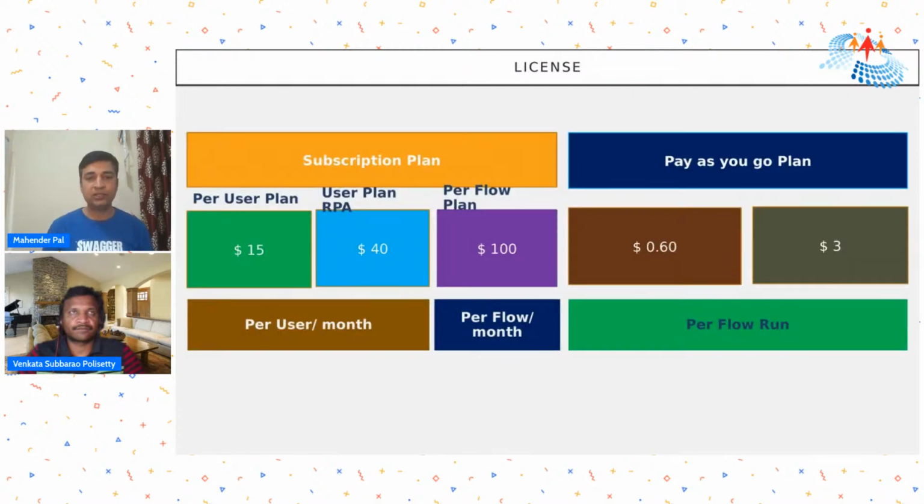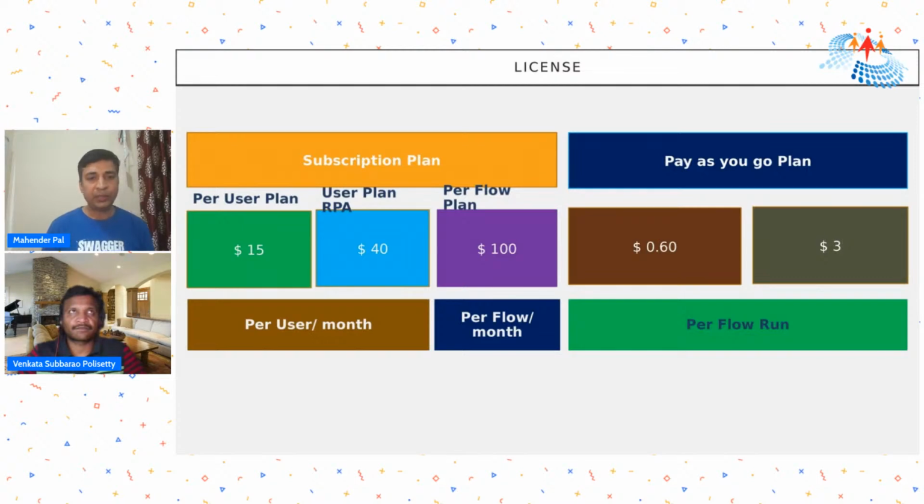And the last thing that I want to explain here may be a little bit difficult at the start, but I will try to explain it as easily as I can. Just like other Power Apps licenses, we have two categories: the subscription plan and pay as you go. Under the subscription plan we have three options. First, the per user plan. If you are buying per user, for an individual, you can take it at $15.